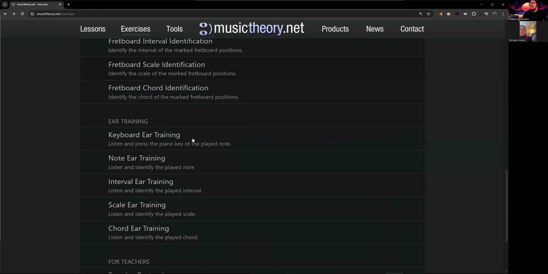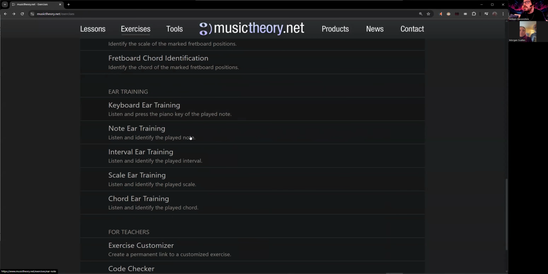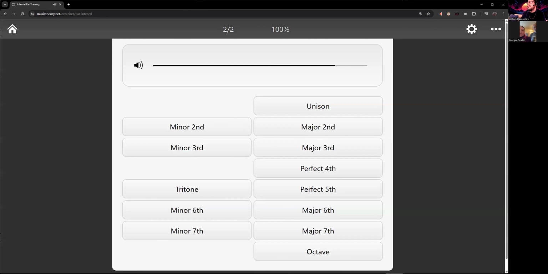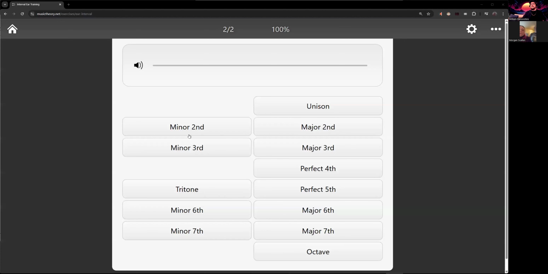And then we've got ear training. This is the one that you want here. Let's see what they have. Keyboard ear training, note ear training, interval ear training. That's the one we want. Let me just do it one more time so you can hear it. Okay, so, bum, bum. What would you think that is?